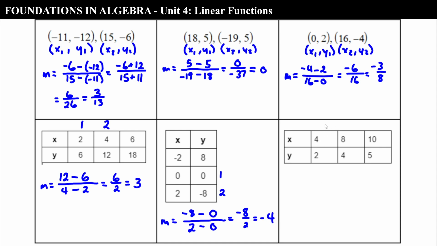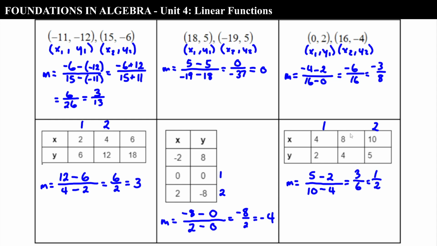And finally, for this one, just for fun, let's do 1 here and 2 here and see what we get. So we're going to draw our bar here. Our minus signs, y2 is 5, y1 is 2, x2 is 10, and x1 is 4. 5 minus 2 gives us 3. 10 minus 4 gives us 6. So our slope is going to be 1/2.